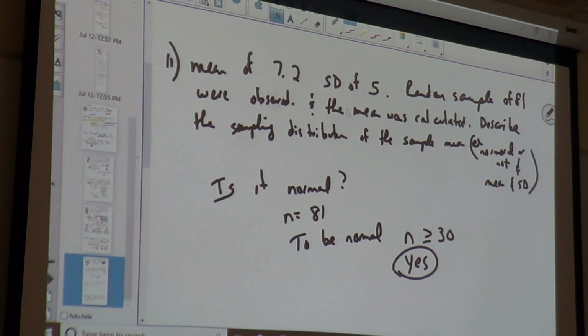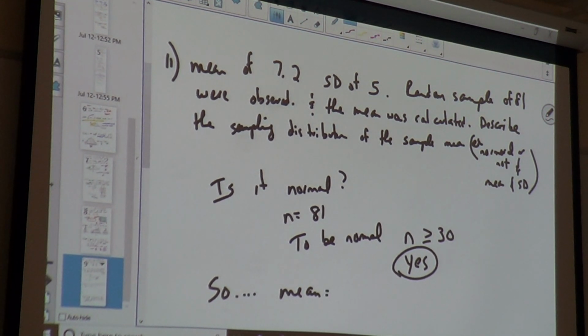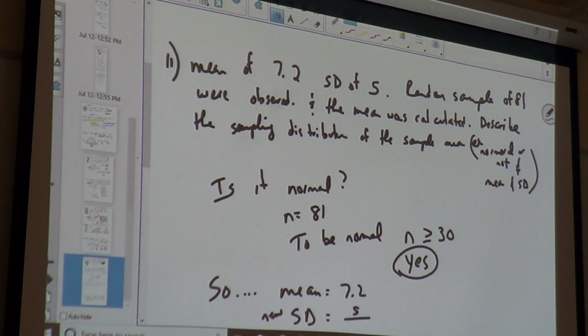So, what is my mean? 7.2. What is my standard deviation? What is my new standard deviation? 5 divided by the square root of 81. Okay?